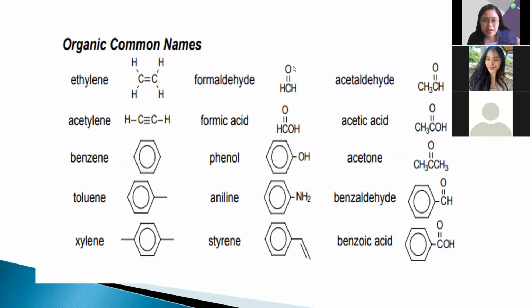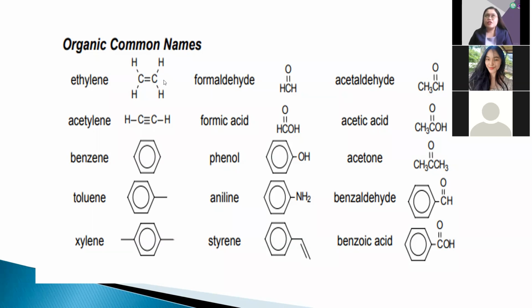So we have here examples. These are only examples of organic compounds with their common names. So this is not yet the systematic name or the IUPAC name, but these are the common names of our common organic compounds. So we have the first one, the ethylene. This is the chemical structure of the ethylene.